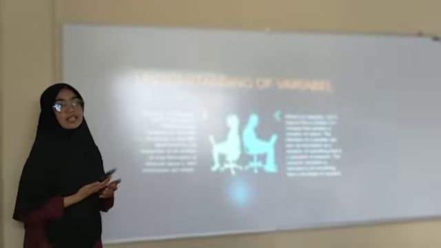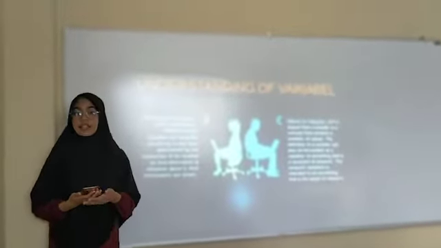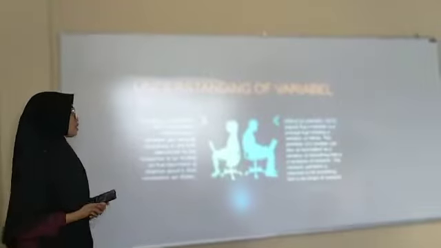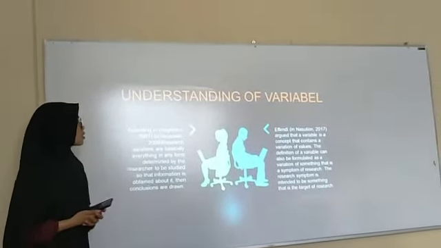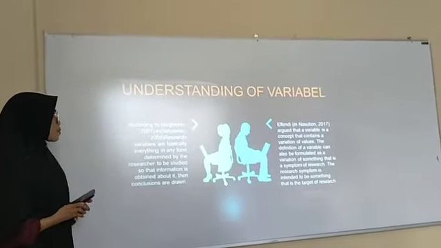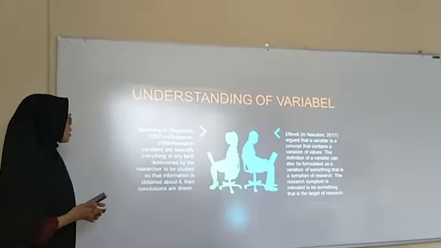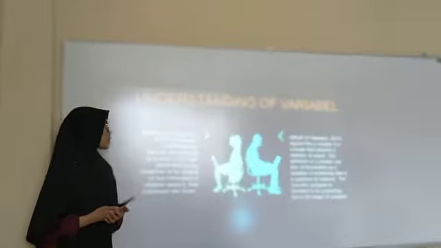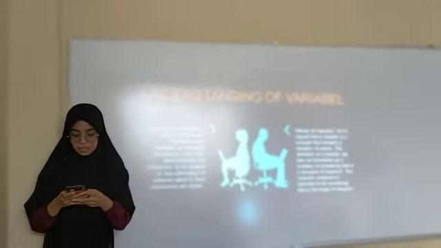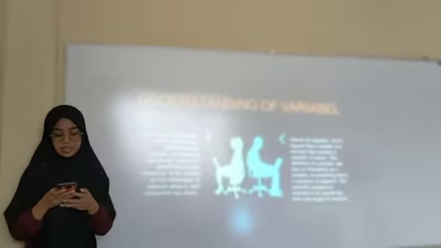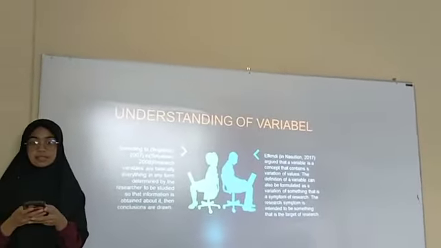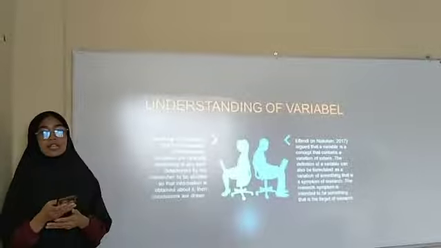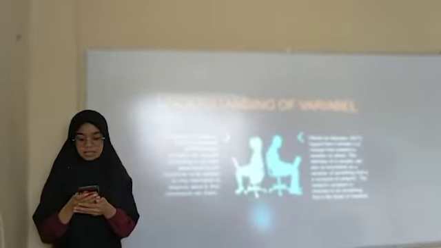The next material is about the understanding of variable. In this slide, we cite two opinions from experts. The first is according to Sugiono 2007 in Setiawan 2009. Research variables are basically everything in any form determined by the researcher to be studied, so that information is obtained about it. Then conclusions are drawn.